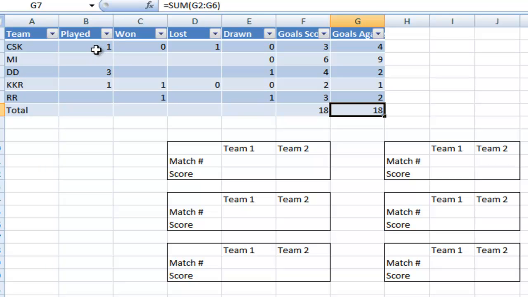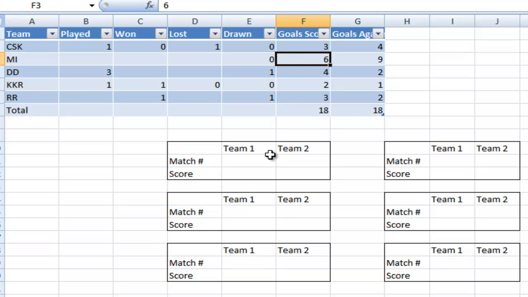The first thing that was so striking for me in this question is that CSK has played only one match and it has conceded 4 goals against the team that it has played. So the only possibility is that the game CSK played was with Mumbai, because the only other team which has scored 4 goals is DD, but it has played 3 games, so it would likely not have used up all 4 goals in one game. So the only other possibility is Mumbai Indians, where I have 6 goals scored.